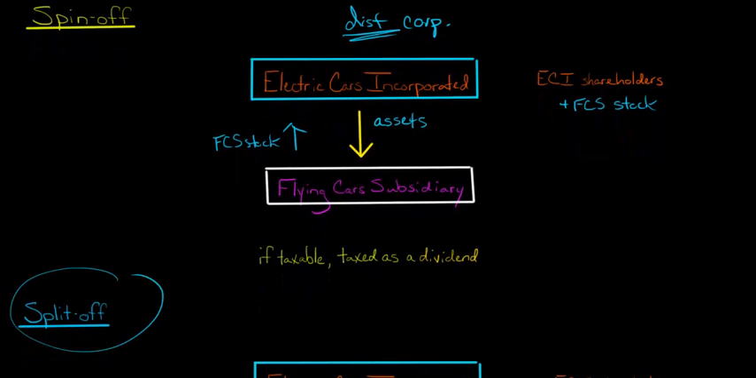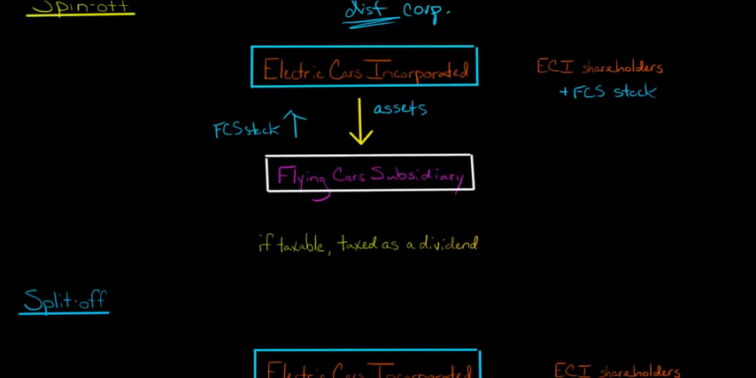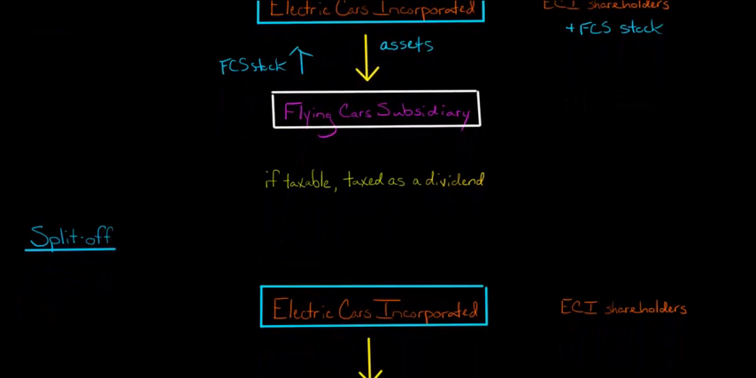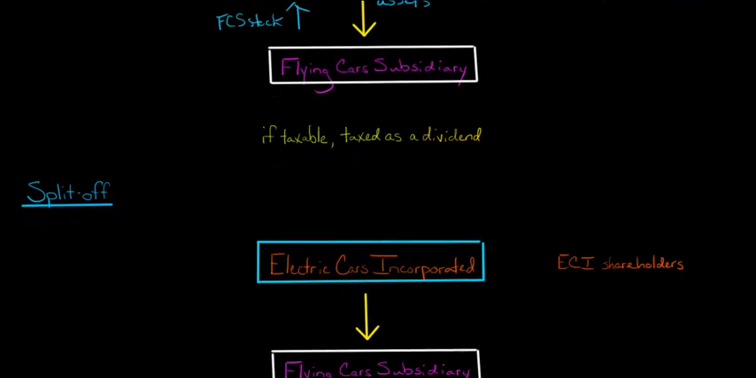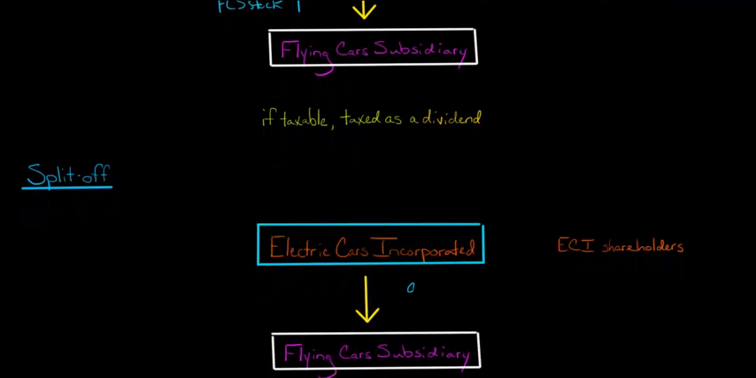Now, a split-off is somewhat similar to a spin-off. I'm going to use the same firm here. So let's say, again, we've got Electric Cars Incorporated, and they've got these shareholders. They distribute assets to a subsidiary, and in exchange, they receive stock in that subsidiary, and then the stock is going to be given to the ECI shareholders. So they're going to get FCS stock. You might be thinking, hey, how is this different than a spin-off? Well, here's the catch.